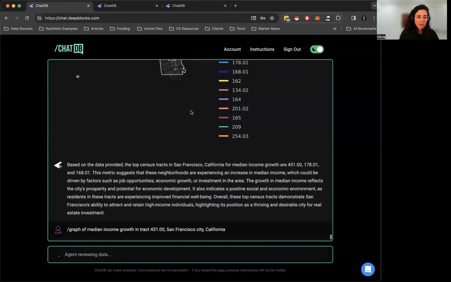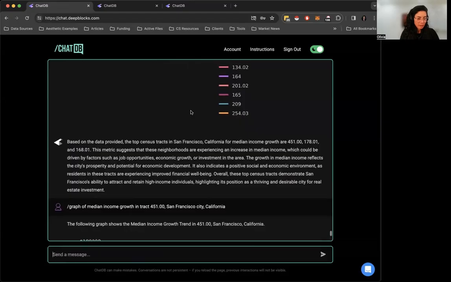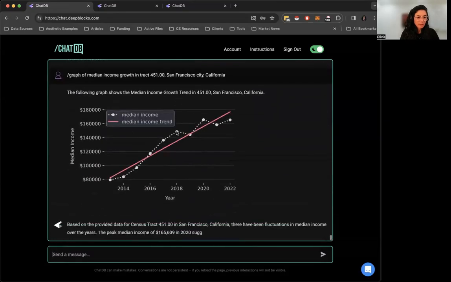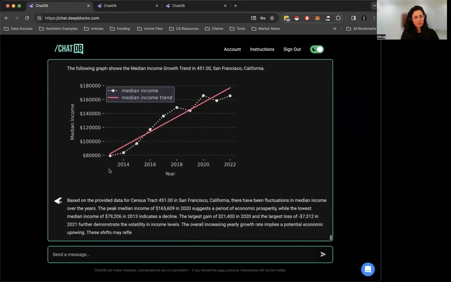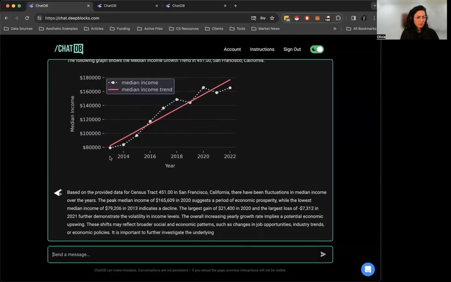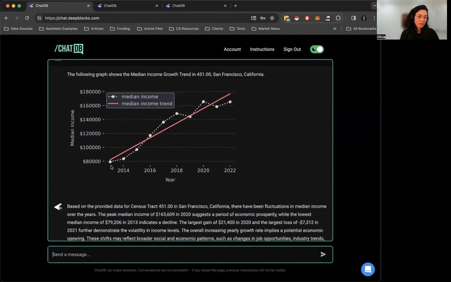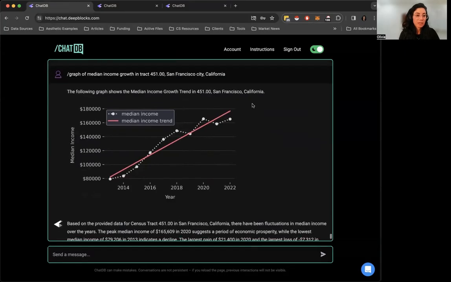And I'm not super familiar with San Francisco, so I don't know what that area looks like. I think that's where there's a big park. So the median income from, I believe, 2013 was around 80,000 and now it has doubled. That's pretty amazing.